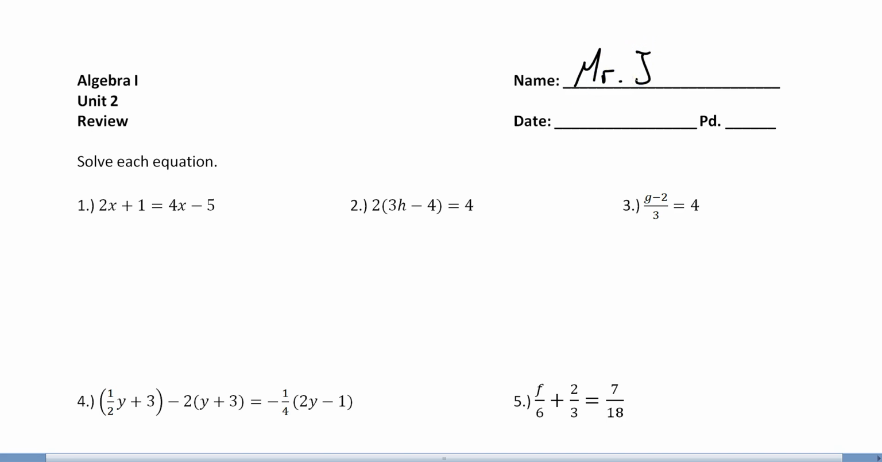I'm just going to run through these and explain how to do them. This first one, remember, when we have variables on both sides, we have to get them on the same side first. My suggestion is you always deal with the variables first. Yeah, I could subtract the 1 or add the 5 first, but don't do that. Try to get the variables together first.